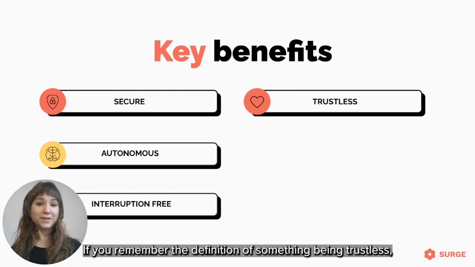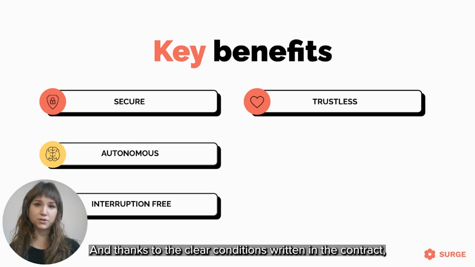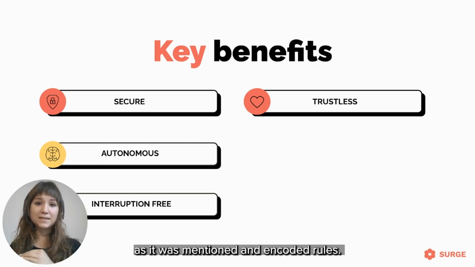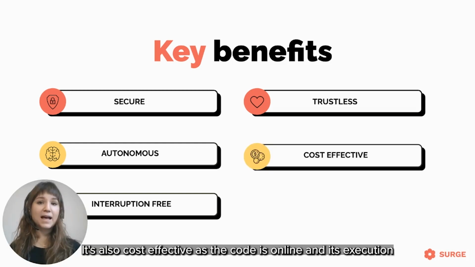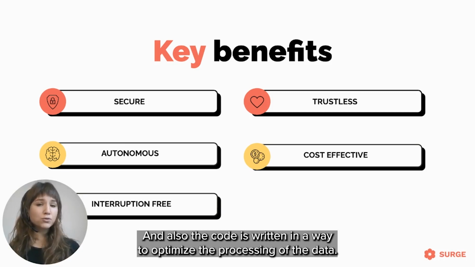If you remember the definition of something being trustless, it means that we don't have to trust all the other participants of the network, and thanks to the clear conditions written in the contract, we are sure that the contract will be executed as it was mentioned in the encoded rules. It's also cost effective as the code is online and its execution doesn't require any third-party involvement of another entity. And also, the code is written in a way to optimize the processing of the data.